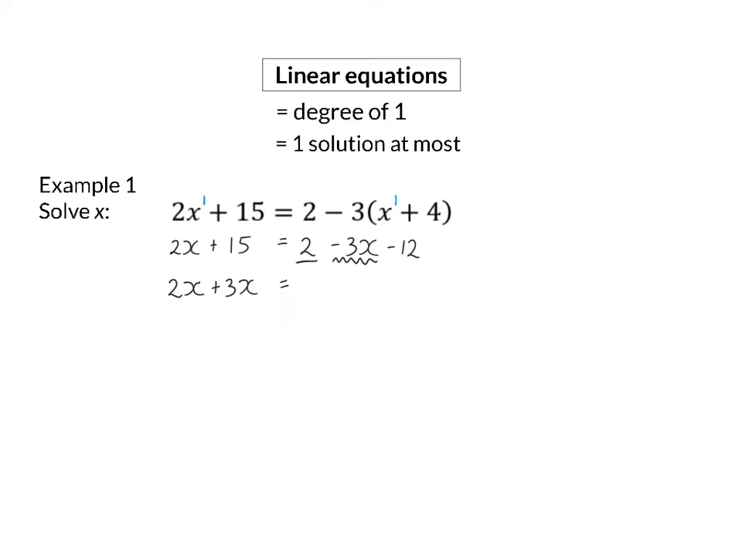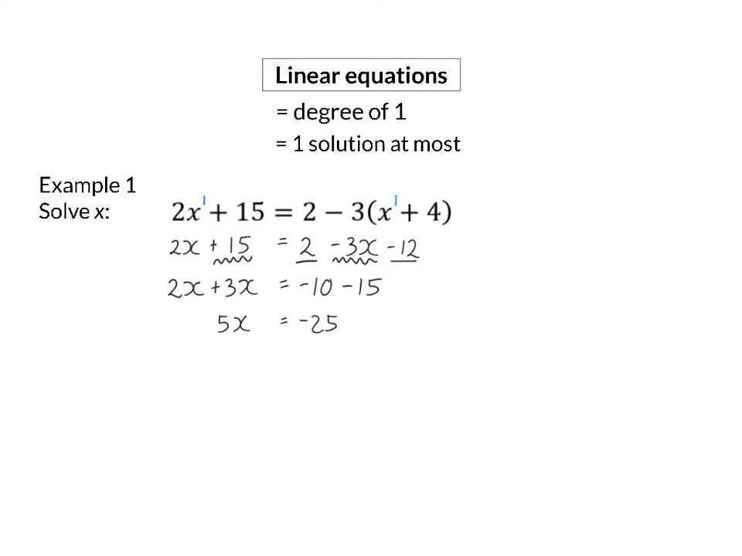On the right-hand side, when simplified, we have minus 10, and on the left-hand side I have a plus 15 that I'm going to get rid of by subtracting 15 on both sides. So on the left we now have 5x, and on the right we have minus 25.